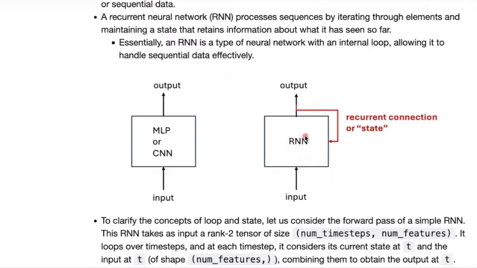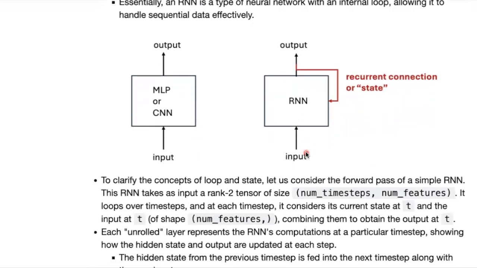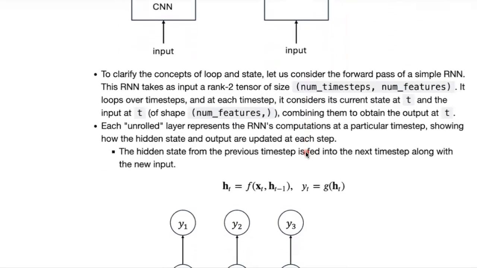This is a visualization of what we just discussed. When you talk about RNNs or recurrent neural networks, you have this recurrent connection or state that goes back from the output again as one of the inputs to the network. So let's demystify this a little bit more. What is the basic idea?